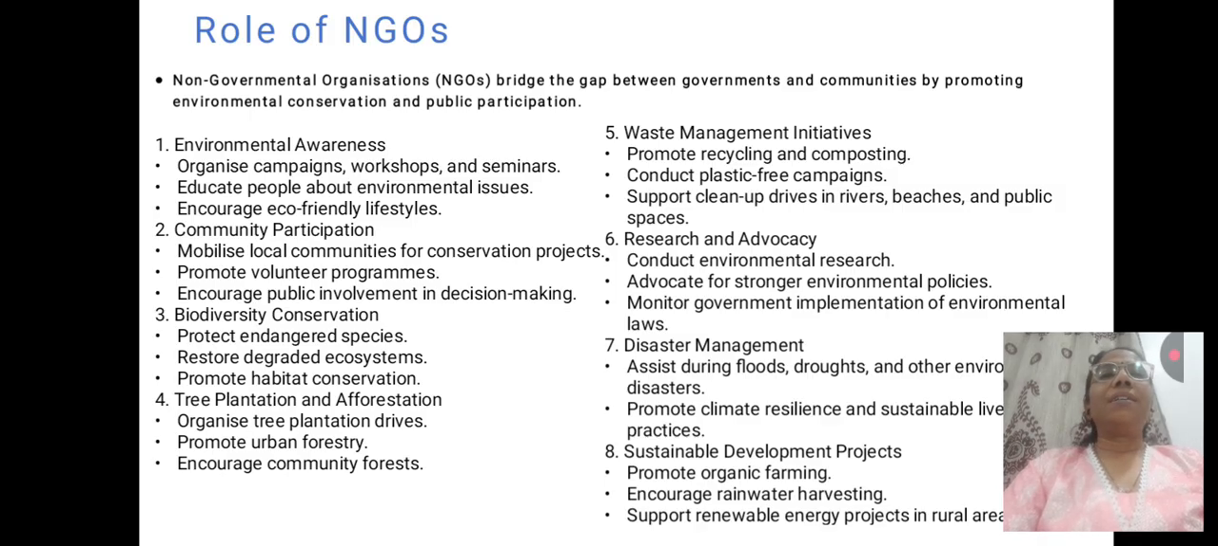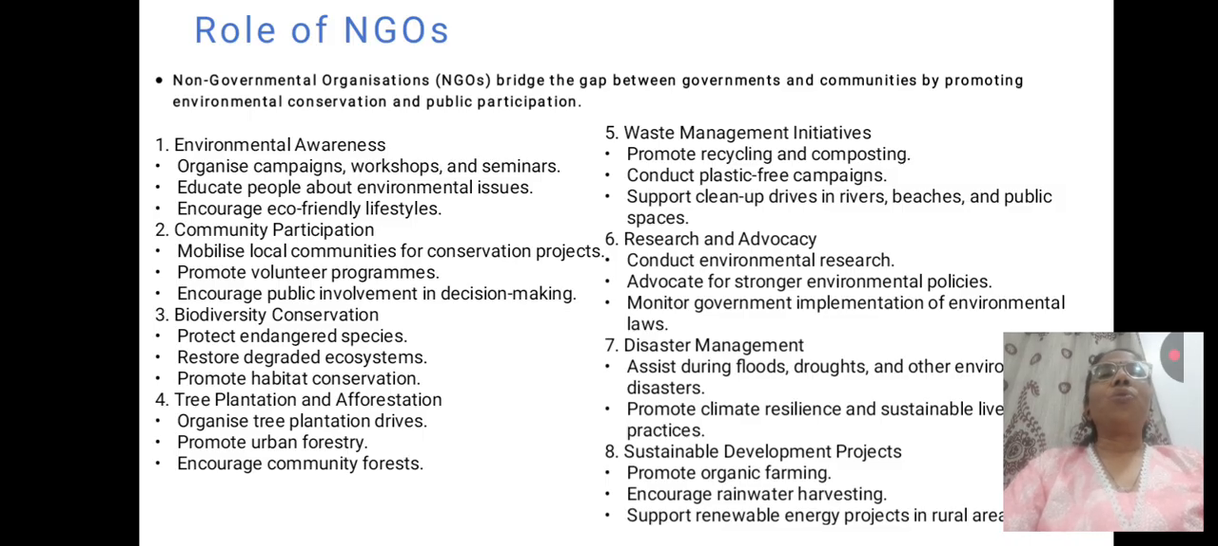The first one is environmental awareness. The NGOs create environmental awareness. How? By organizing campaigns, workshops and seminars, they educate people about environmental issues and also encourage an eco-friendly lifestyle.